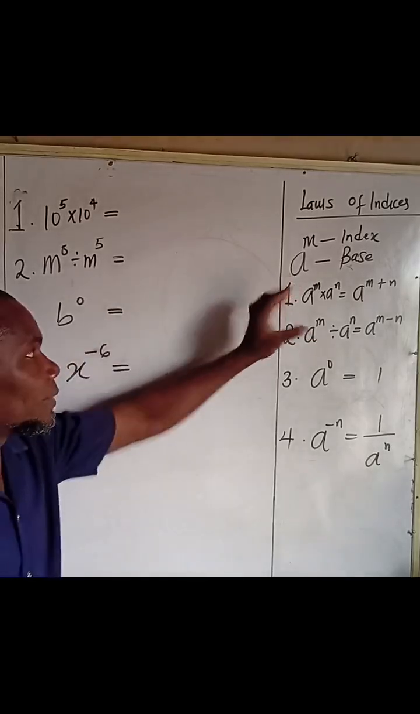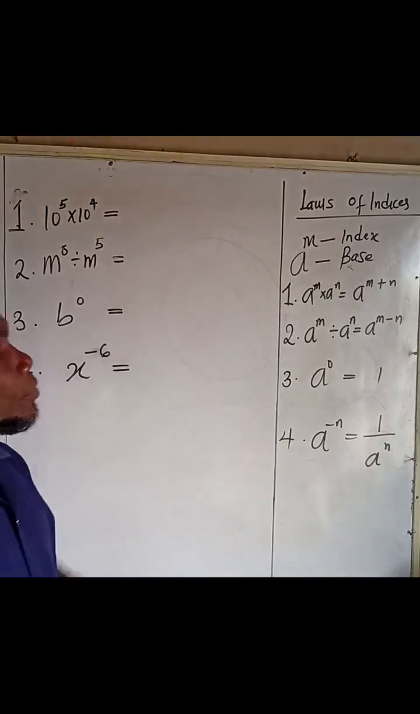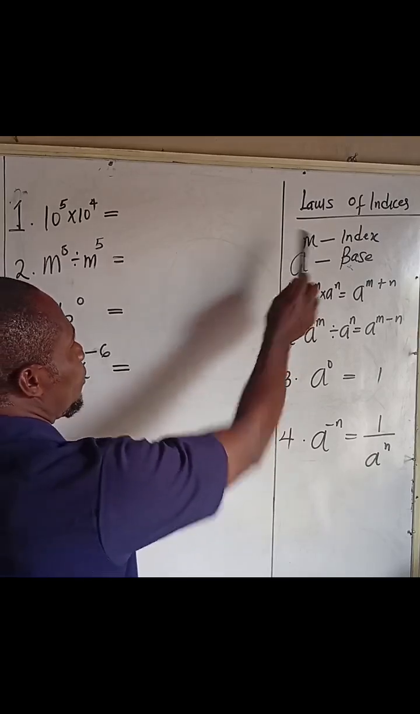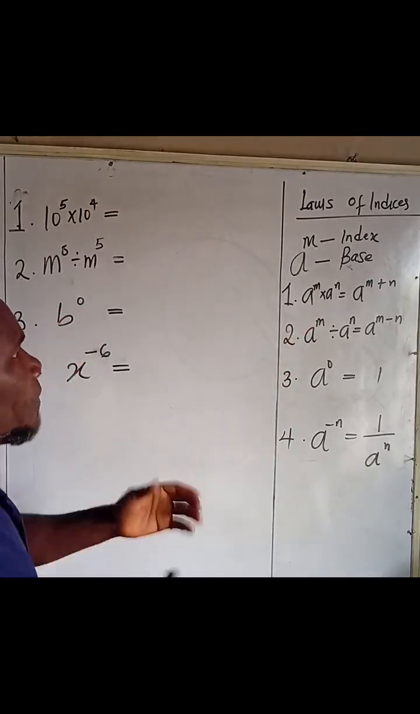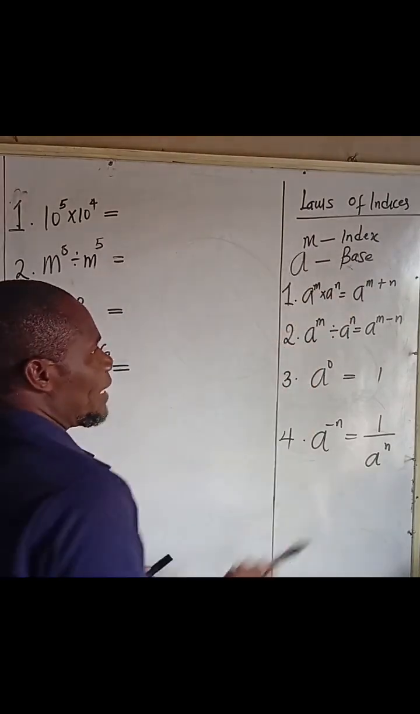Before you're able to understand the law, there are some terms that you must put in place, which is a to the index of m. Now, this a is called the base, and m is called the index.